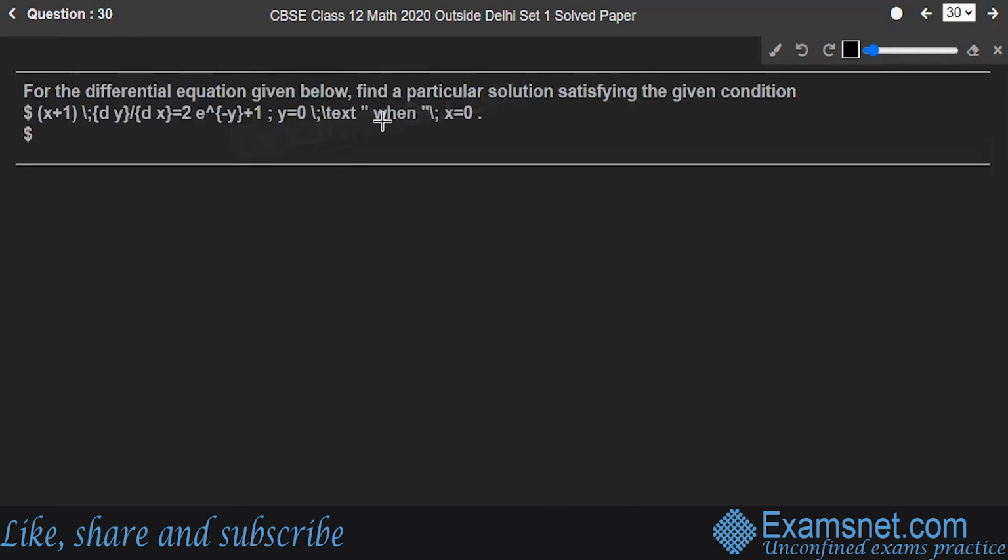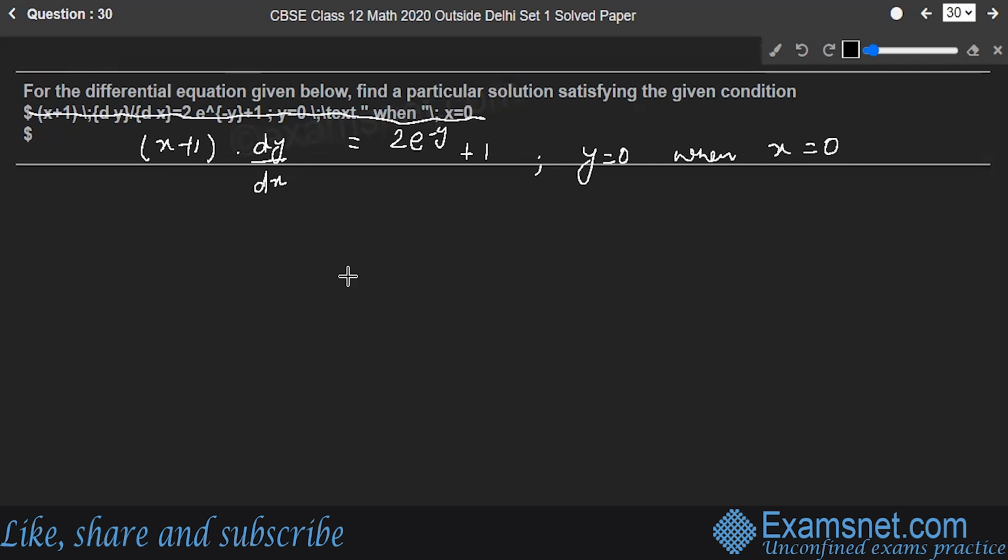For the differential equation given below, find a particular solution satisfying the given condition. Okay, there's a misprint over here. The correct question is x plus 1 into dy by dx is equal to 2 e raised to power minus y plus 1, given that y is equal to 0 when x is equal to 0. Now I'll start with the solution from here.